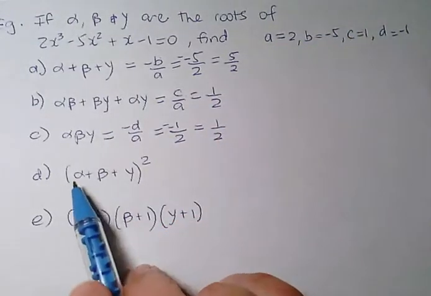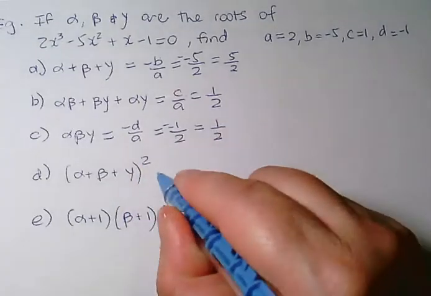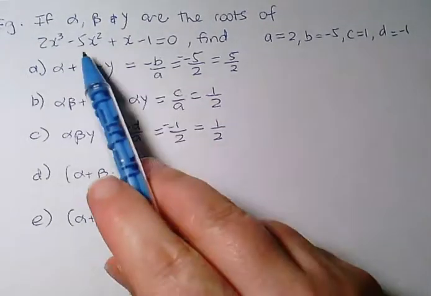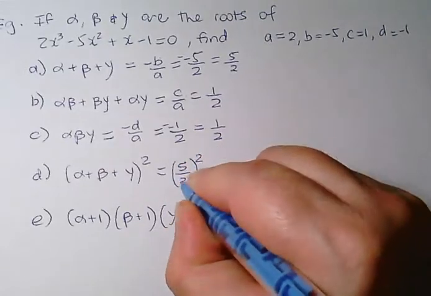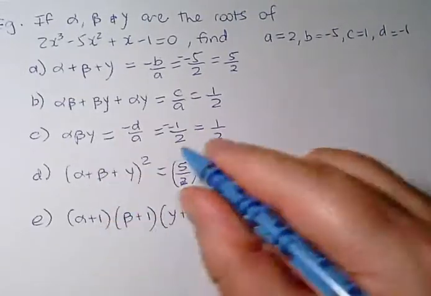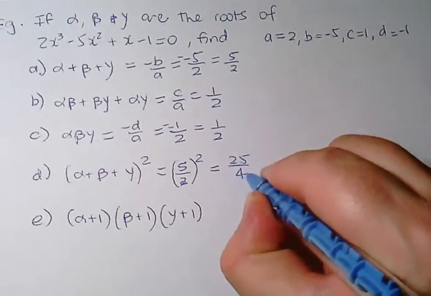Now, part D, find (alpha plus beta plus gamma) all squared. Now we know what alpha plus beta plus gamma is. It's 5 on 2, so this is just 5 on 2 squared, which is, so you don't need to expand that, 25 over 4.